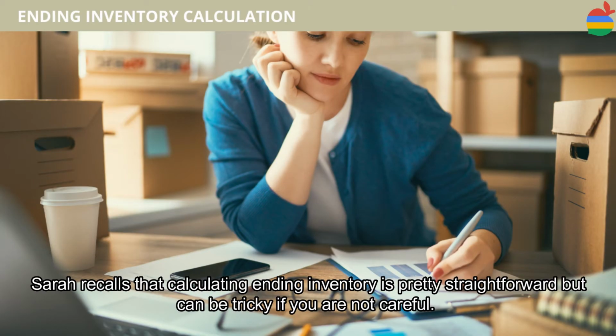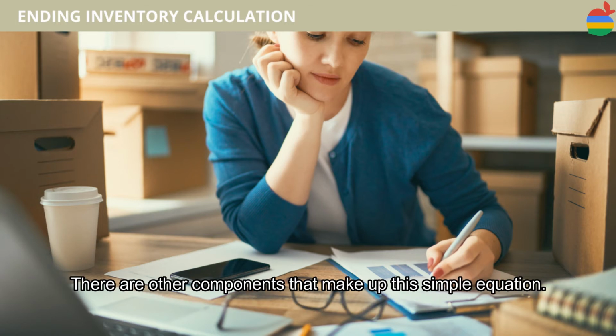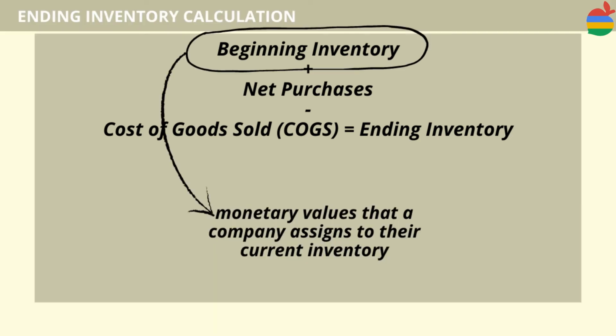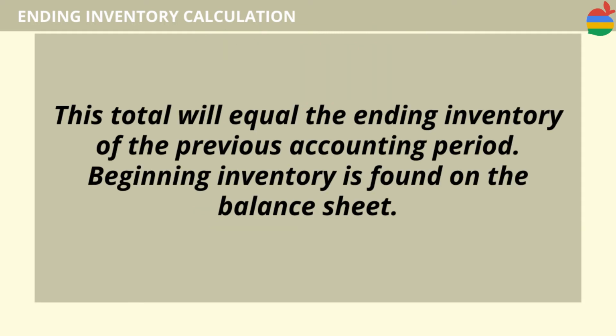Mary recalled that calculating ending inventory is pretty straightforward, but it can be very tricky if you are not careful. There are other components that make up this simple equation, which is beginning inventory plus net purchases minus cost of goods sold equals ending inventory. Beginning inventory is the monetary value that a company assigns to their current inventory. This total will equal the ending inventory of the previous accounting period. Beginning inventory is found on the balance sheet.